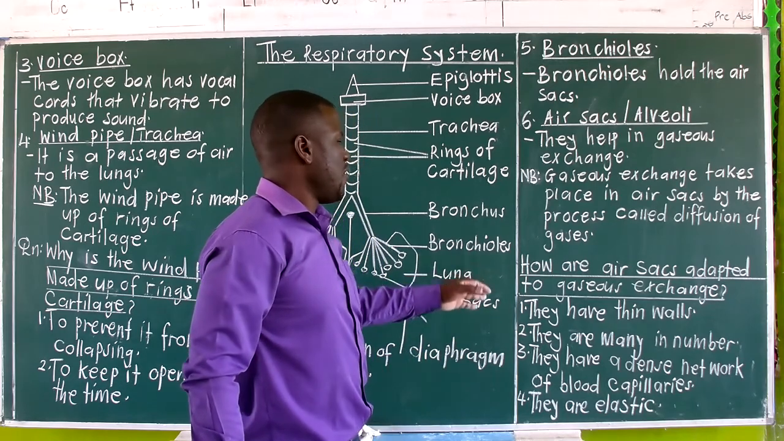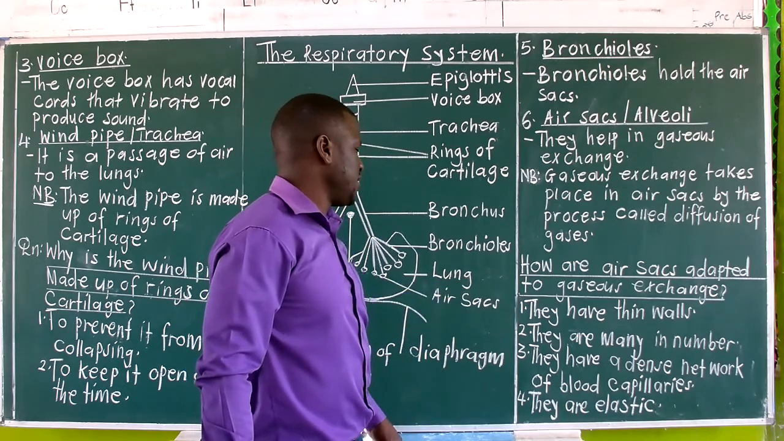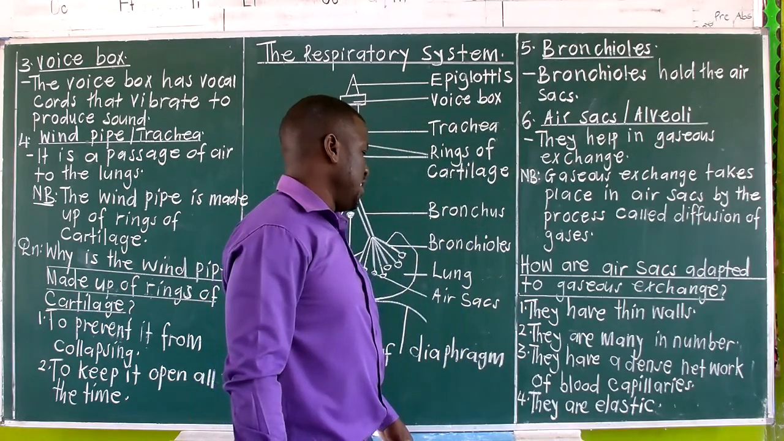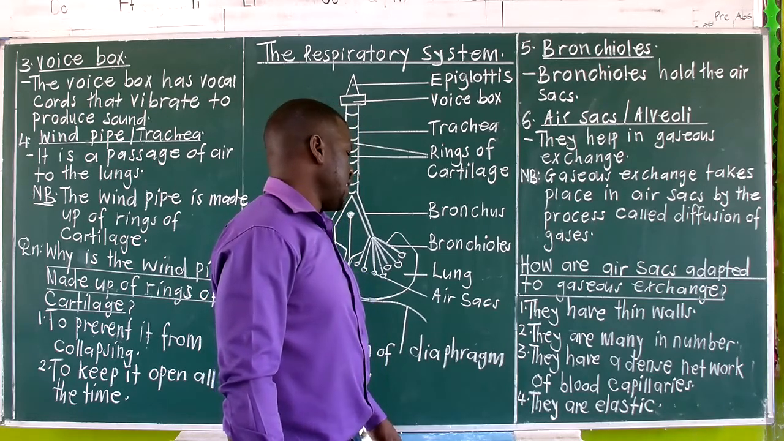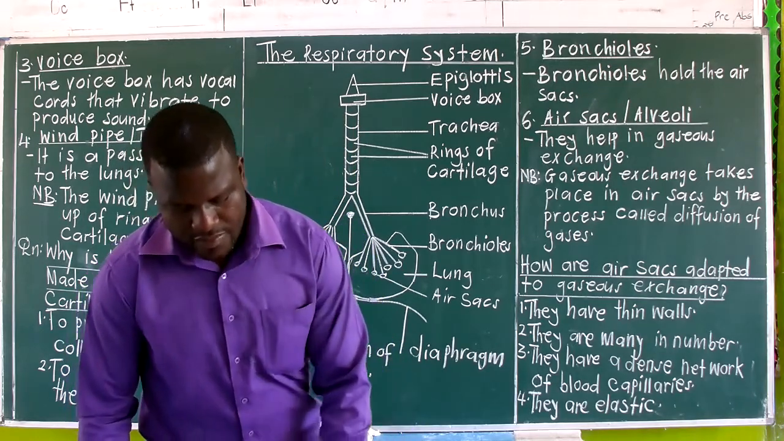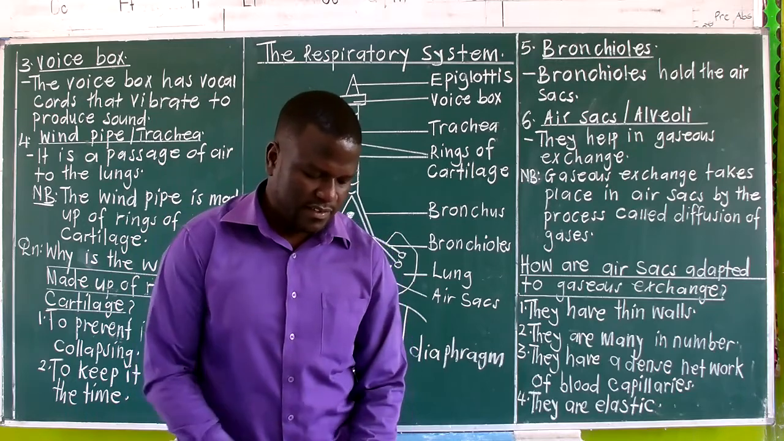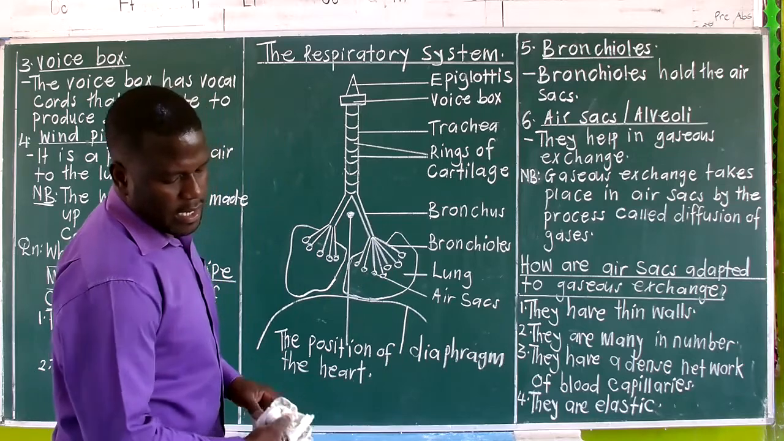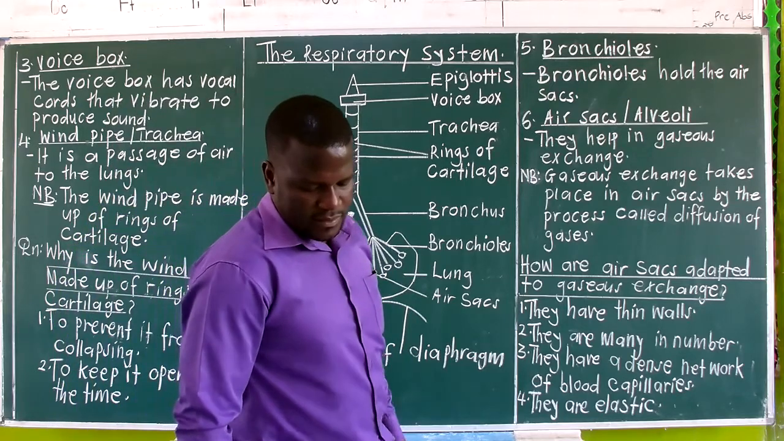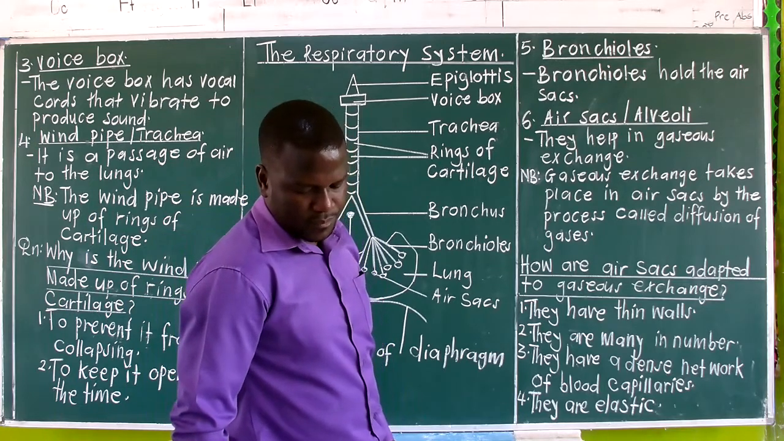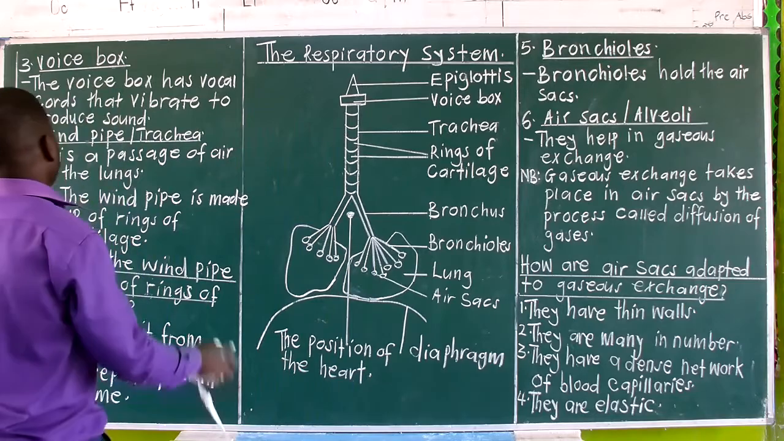How are air sacs adapted to gaseous exchange? One, they have thin walls to allow diffusion of gases. They are many in number. They have a dense network of blood capillaries. Then lastly, they are elastic. So that is how they are adapted to gaseous exchange. Then next we look at lungs. Lungs provide oxygen to the body, and they also take away carbon dioxide.